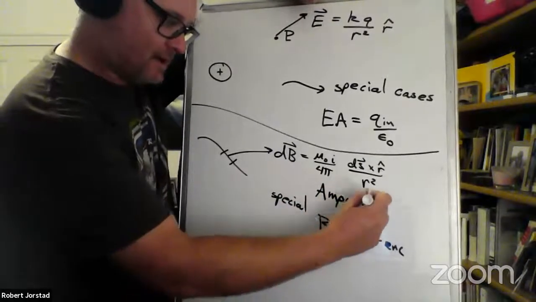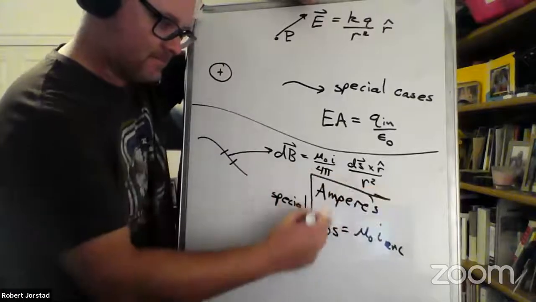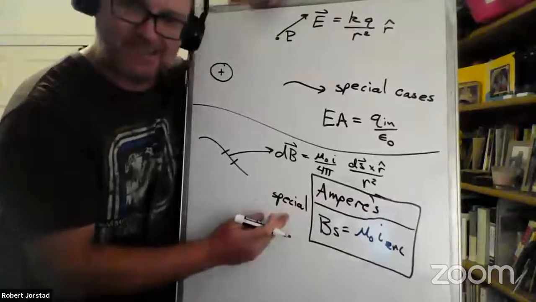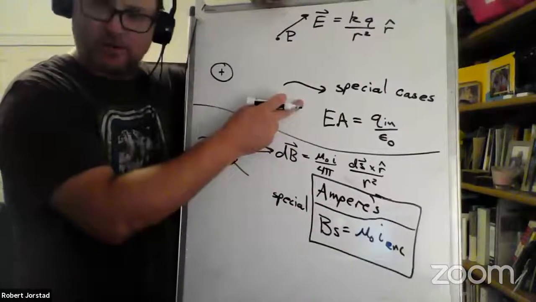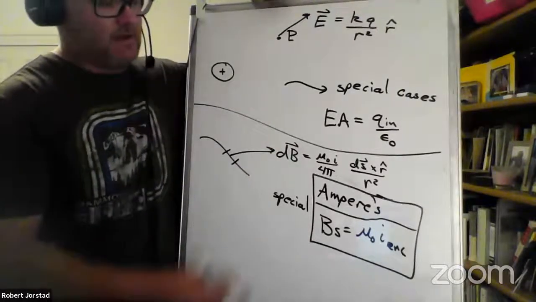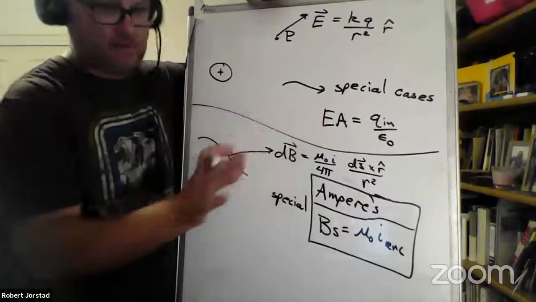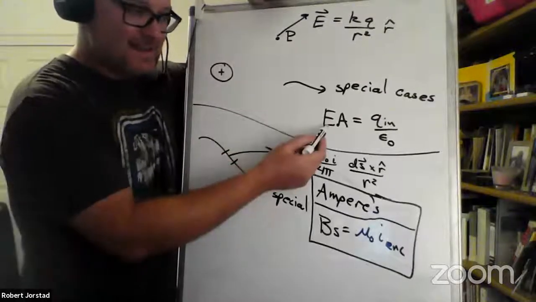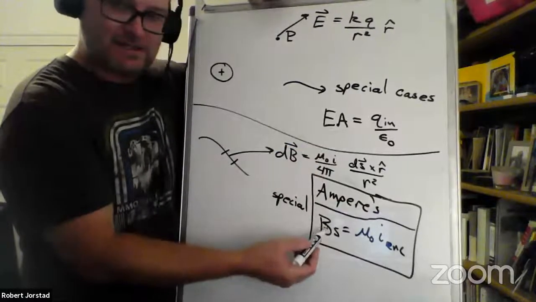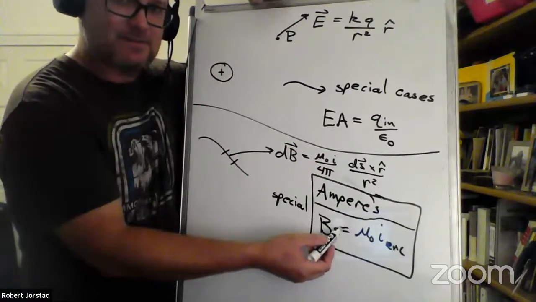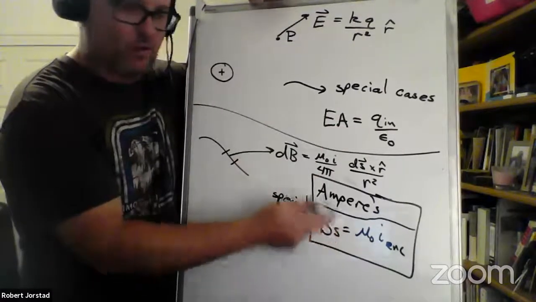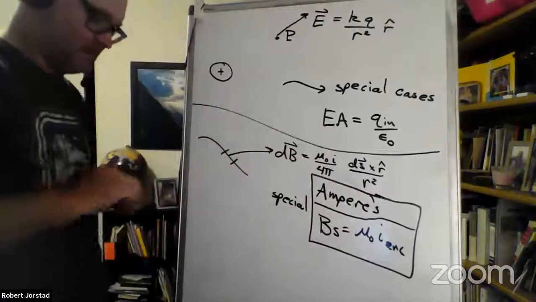Now, I want to point out a couple of things here. Number one, it's only going to work for special cases with lots of symmetry. Remember, Gauss's law only worked for special cases with lots of symmetry. Furthermore, in this case, there are some differences. This is E times area. This is B times S. Let's explore that a little bit more deeply here. So notice there's one dimension of meters down.